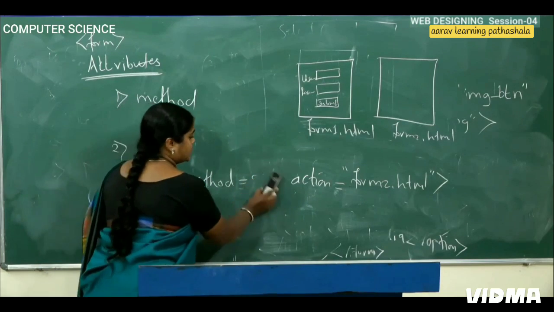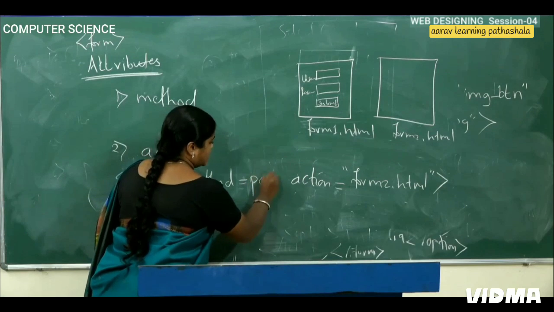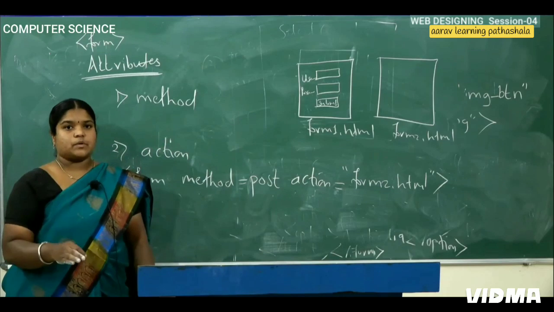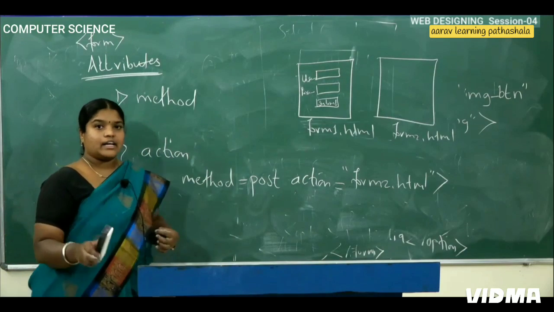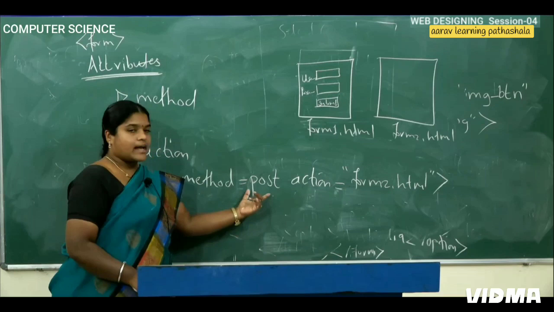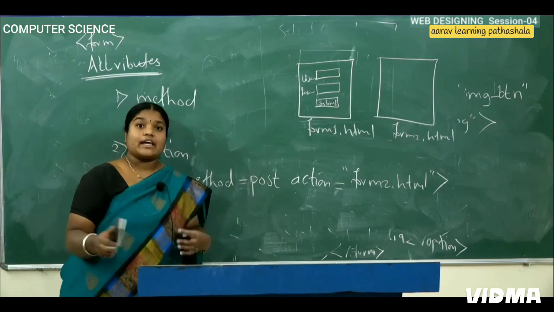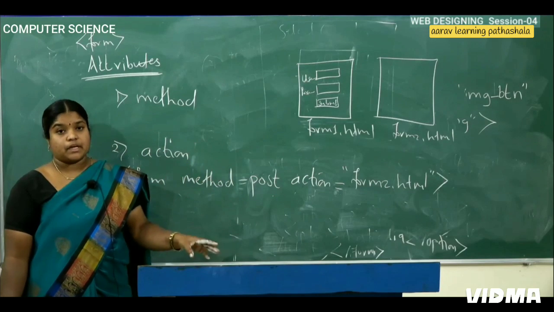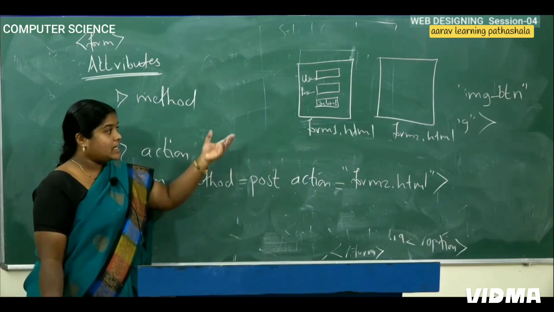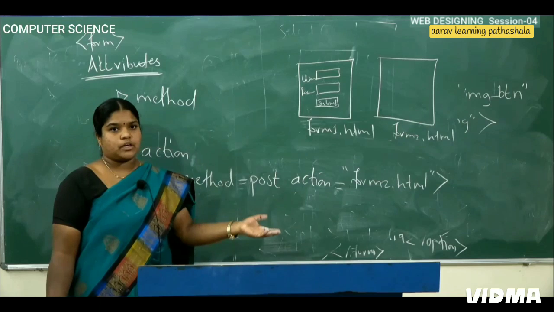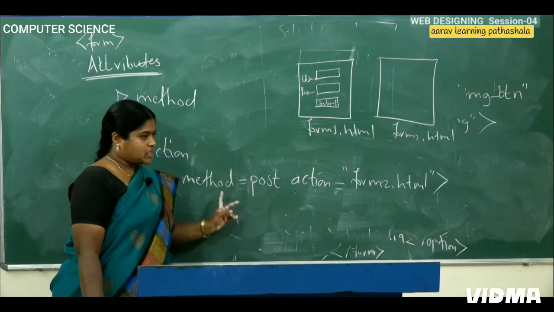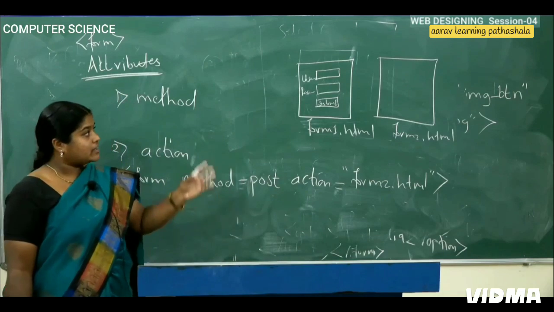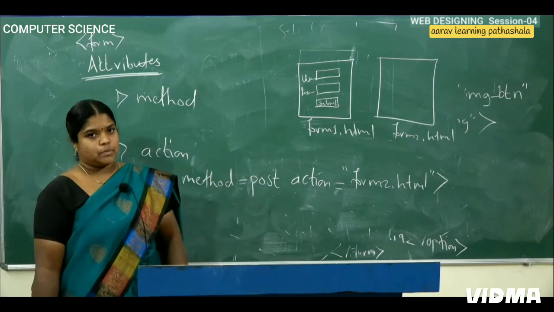If I say method is equal to post, no data will be visible to the user and the data will be kept confidential and it will be sent using HTTP. That is the reason when we are dealing with crucial information such as password or account number, we keep the method as post, because HTTP will take care of sending that particular information to the next page.